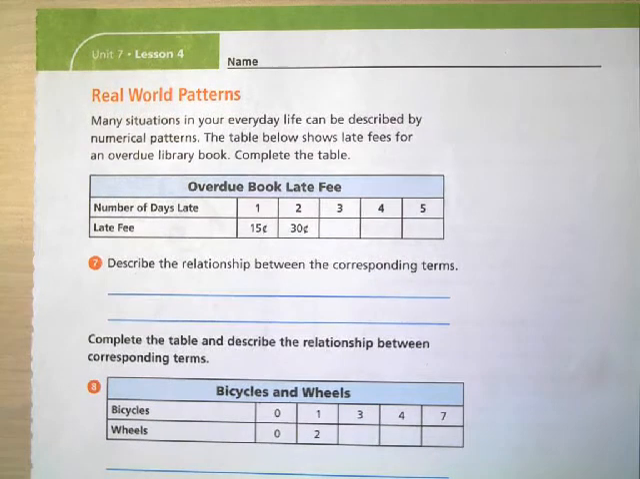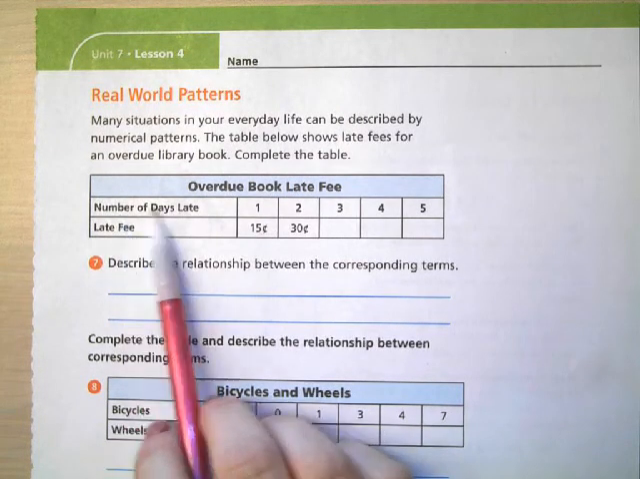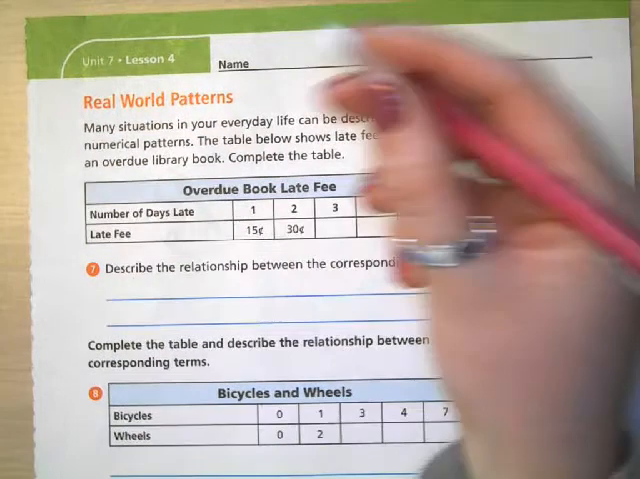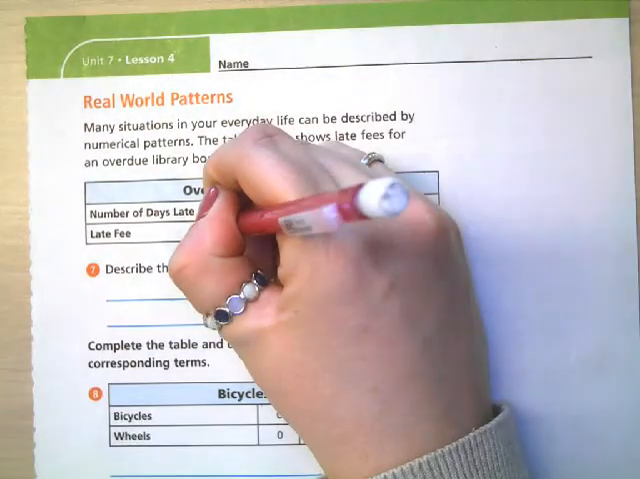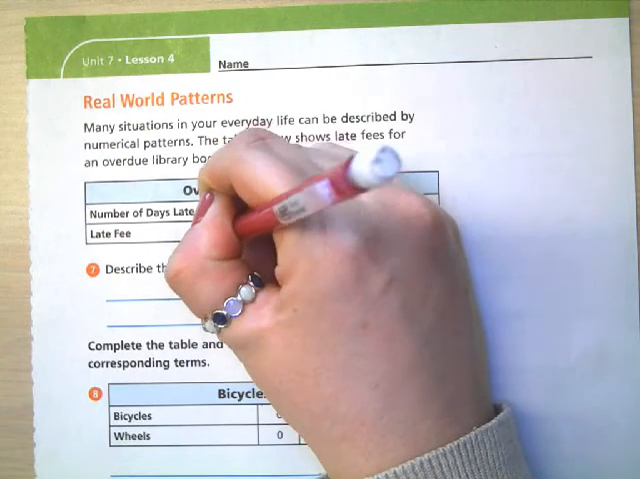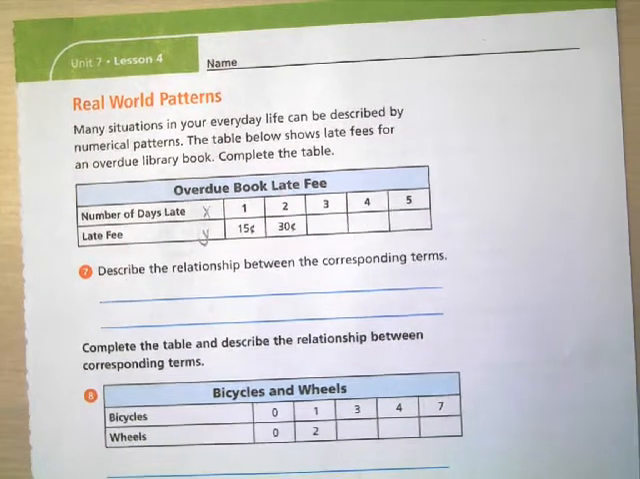So in real world patterns, many situations in your everyday life can be described by numerical patterns. The table below shows late fees for an overdue library book. Complete the table. Okay, so they're saying if you look at X, number of days late, and then the late fee that's associated with that. So this is X, and the late fee is Y.